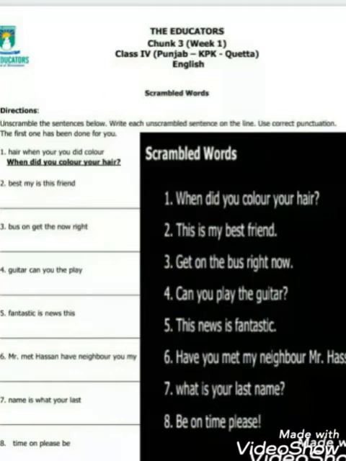Number 4. Guitar can you the play. Can you play the guitar? Capital C and a question mark. Number 5. Fantastic is news this. The correct sentence is this news is fantastic. Capital T and a full stop. Number 6. Mr. Meet Hassan have neighbor you my. Have you meet my neighbor Mr. Hassan? Capital H and a question mark.